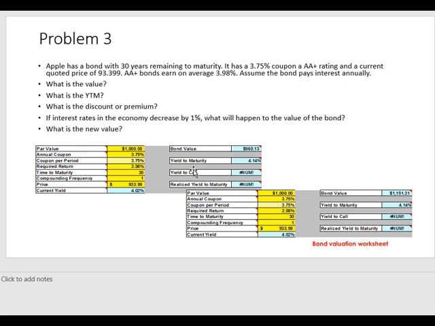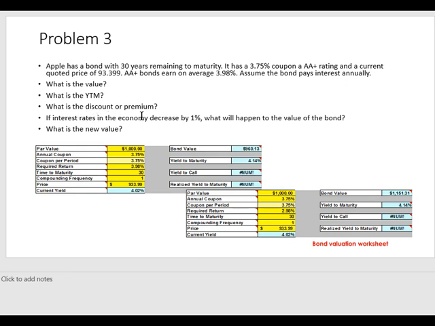The yield to maturity, solve for this, is 4.14%, which basically means what? If you buy this bond, on average, you're going to earn 4.14% over the life of the investment.